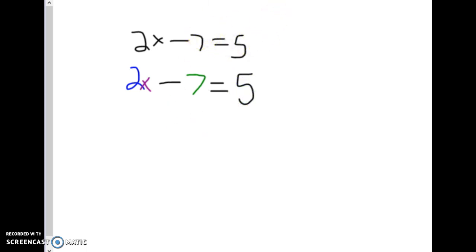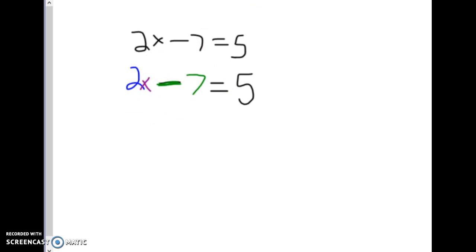So we have to look at what's happening here. So far, we've got a 2 and an x, and they're together. How are they together? Well, they're being multiplied. 2 times x is 2x. What's happening here? Actually, I'm going to make my subtraction sign green. Alright, so what's happening here is we have a minus 7. Okay, we're subtracting 7 from the rest. We're subtracting 7 from 2x.